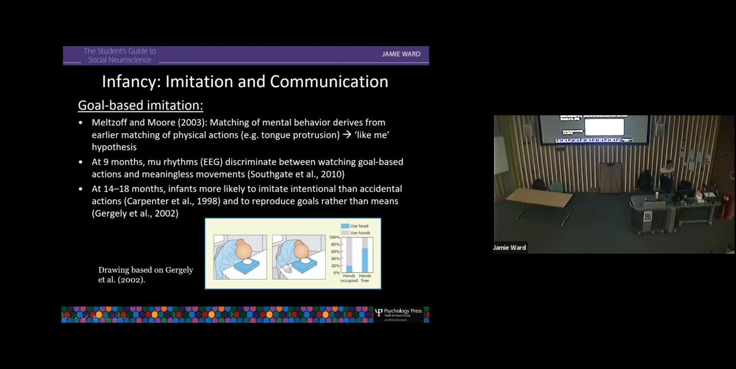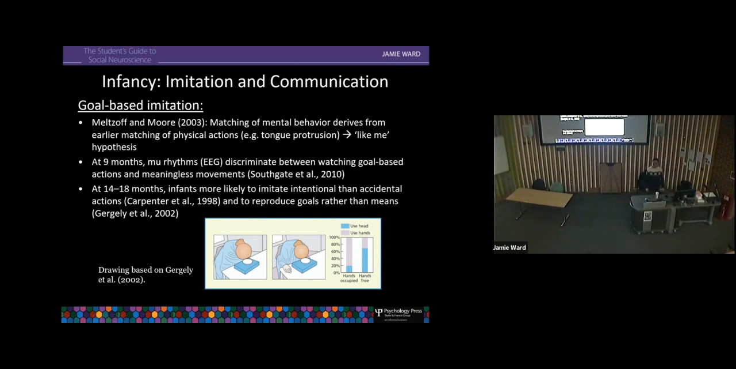So certainly some simple actions of imitation are present from birth. At 9 months, in human infants, you can show that mu rhythms are able to discriminate goal-based actions from meaningless movements. The question is, why not before that? Do you have to learn it? I don't know. And again, we've got these kinds of studies in infants that they imitate goals rather than actions.